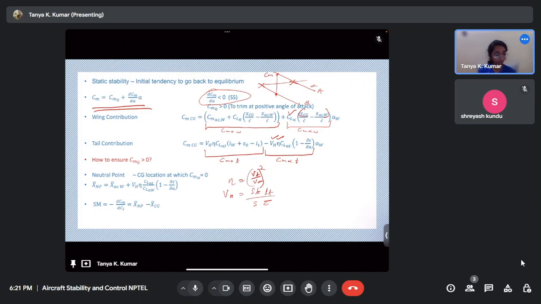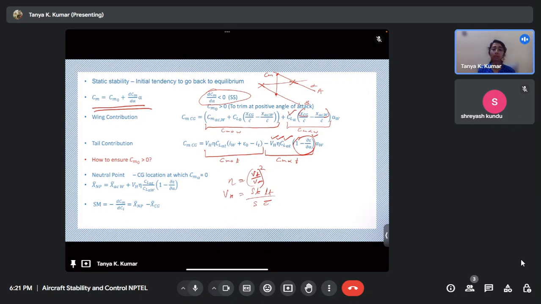Again, it's a positive quantity. Cl alpha tail positive. This term is positive. So if the minus sign were not there, the contribution of tail towards static stability would also be positive, which is why you have this negative sign here. Okay, so the tail contributes towards stability, towards horizontal longitudinal stability. All right. So these are the wing and tail contributions.